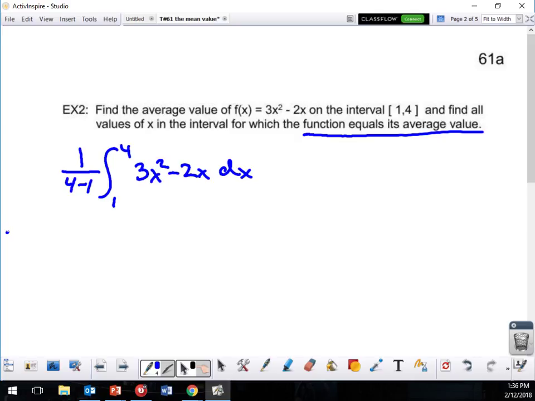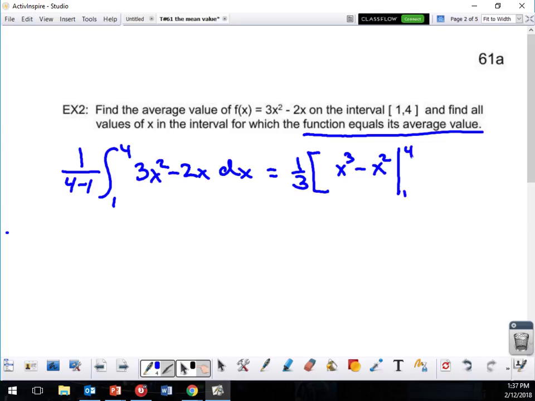All right, so for this right here, let me see, that gives me 1 over 3 times. Now do my integration. It's x cubed over 3 times 3, which is just going to give me x cubed. And minus, so that's going to become x squared over 2. So that's going to cancel out the 2. So it's just going to be minus x squared from 1 to 4.